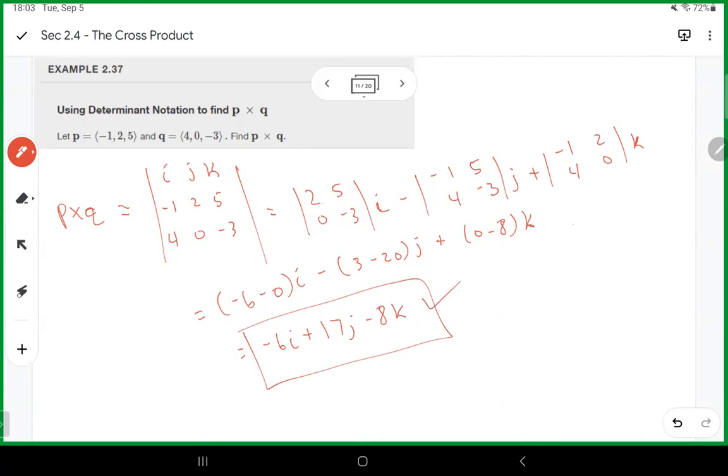And I believe if you look at example 2.31, we also found P cross Q, but that answer was in this form. So you can see that you can use either approach. It's just going to come down to what you guys prefer. But assuming no questions, we'll keep it moving.